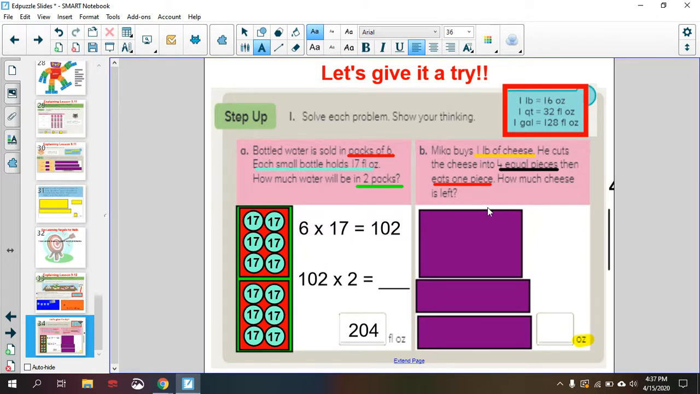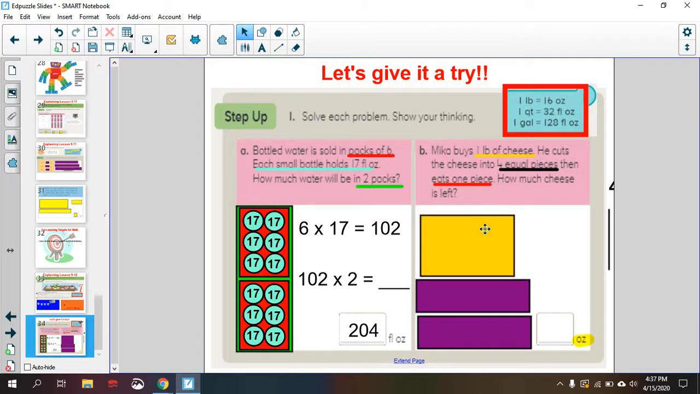If I come over here to B, B says Mika buys 1 pound of cheese. So I know that Mika is going to buy 1 pound of cheese. He cuts the cheese into 4 equal pieces. So I know that he takes that cheese that he had and he divides it into 4 equal pieces. And then I know he's going to eat one of them. They want to know how much cheese is left.